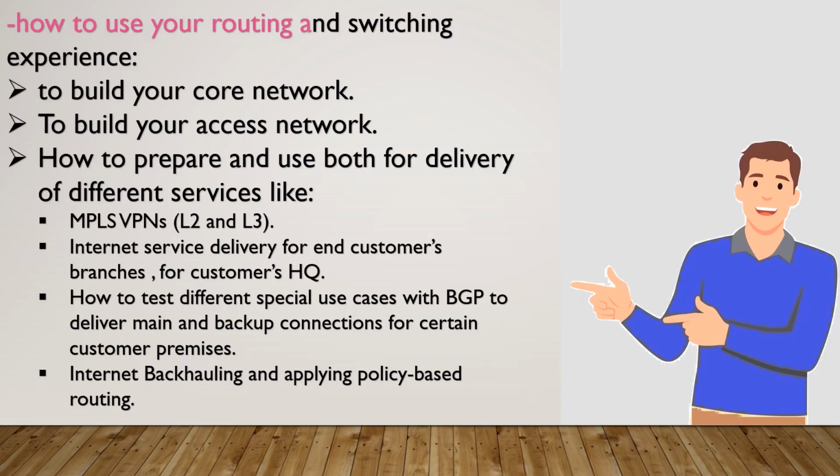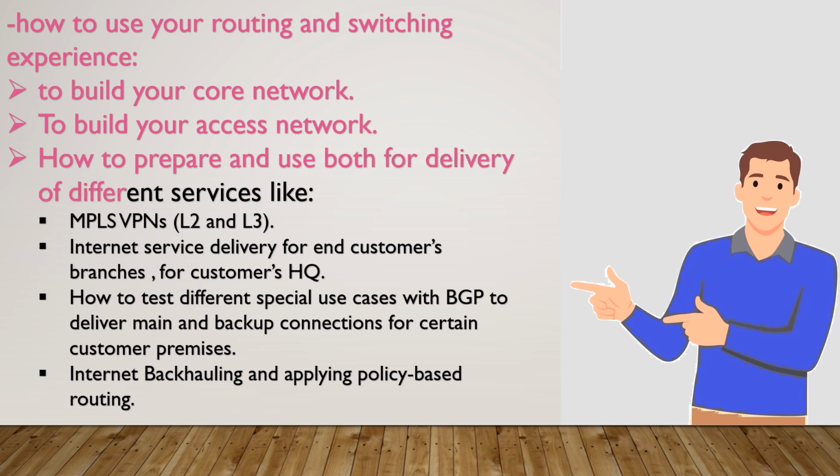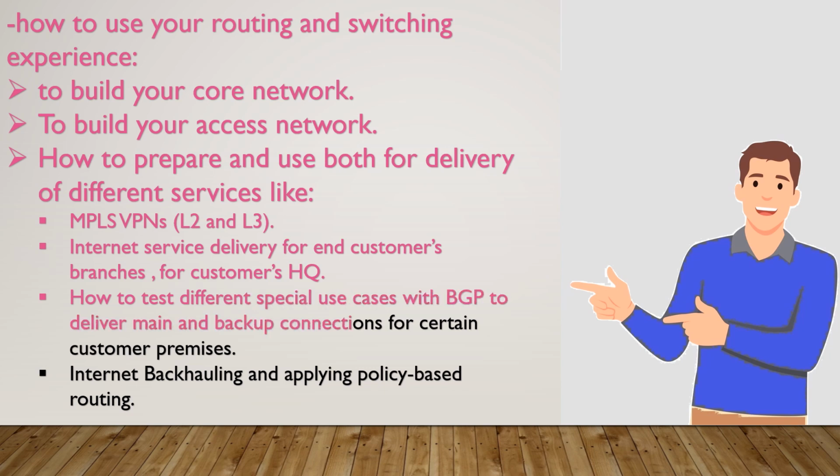You will learn how to use your routing and switching experience to build your core network, to build your access network, and how to prepare and use both for delivery of different services like MPLS VPNs, layer 2 and layer 3, and internet service delivery for customer branches and customer HQ. You will also test special use cases with BGP to deliver main and backup connections for certain customer premises, internet backhauling, and applying policy-based routing.